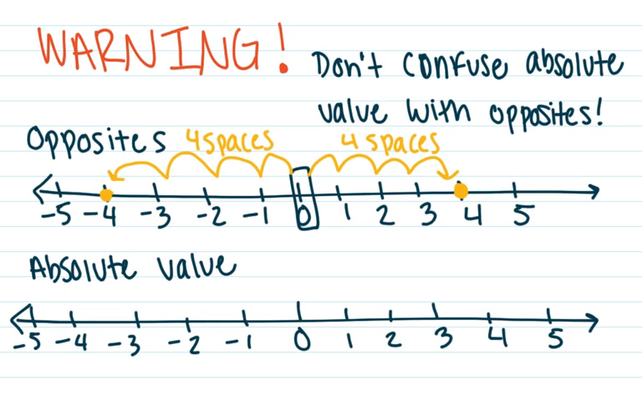Absolute value talks about how far one single number lives from 0. So for example, if I wanted to know the absolute value of -1, I would count just that amount of distance. -1 lives 1 space from 0. So the absolute value of -1 would equal 1, while opposites are two numbers that live the same distance from 0, just in opposite directions. So don't get that confused, because that can be kind of confusing.